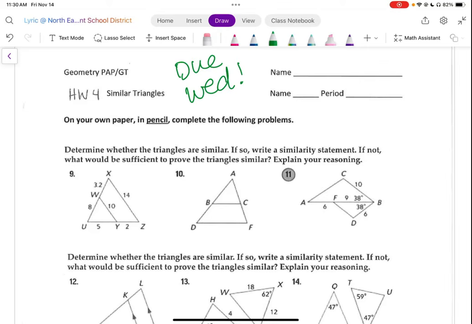But just please note that there are 1, 3, 6, 9, 10, 11. There's only 12 questions here. So if you're not done with homework 3, I would complete that now. If you are done with homework 3, then definitely start your homework 4.